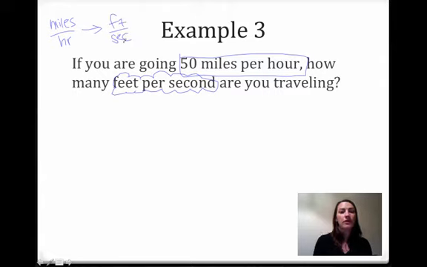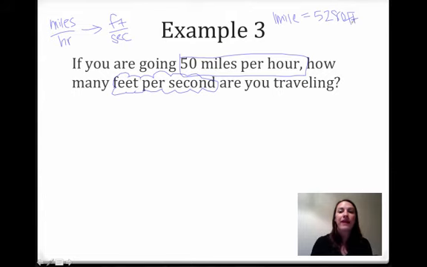That's really important. First I need to make a list of some conversion factors that I know. Up here, I know that 1 mile is 5,280 feet. If you didn't know that, that's okay. You can always Google it and look it up on a data table, okay? 1 mile is 5,280 feet.